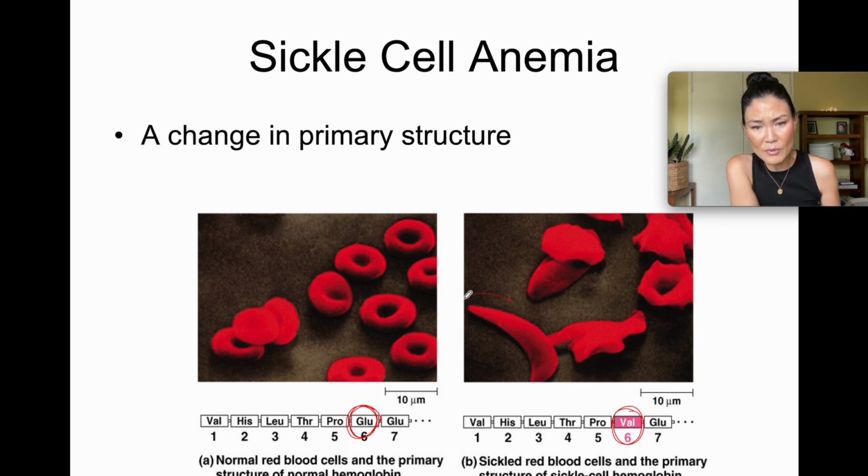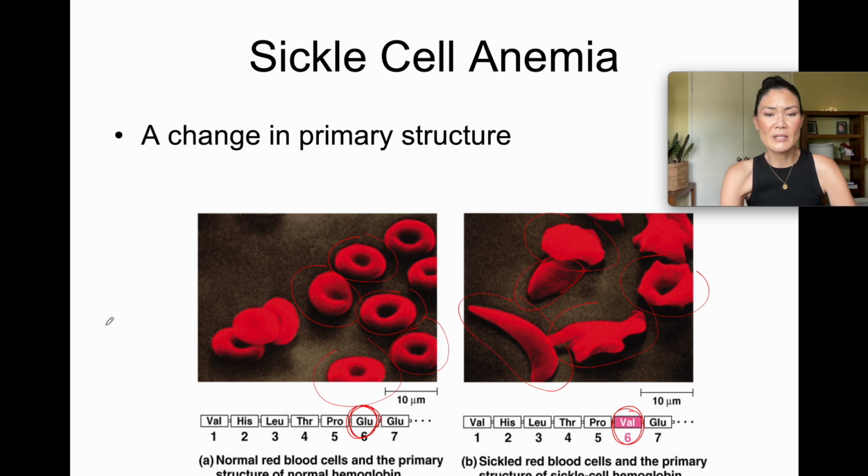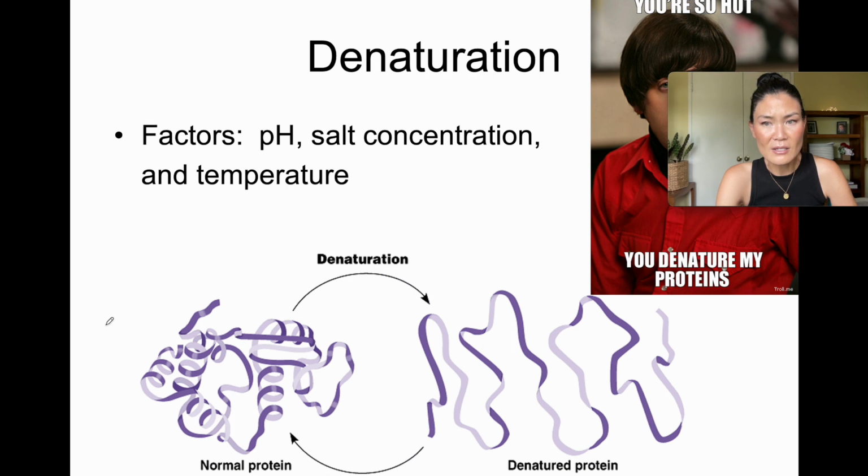Okay, so these are red blood cells that are shaped irregularly versus regular round shape, like donut shape, red blood cells. And this is all due to a change in the primary structure of protein. Okay, so denaturation. What is denaturation? This is when there are factors in the environment that can change the shape of the protein. Let's just ignore this meme in the background for now, okay? Some things that can affect the protein structure are changes in pH, changes in salt concentration, changes in temperature, and we'll be talking more about this when we go over enzymes, okay?